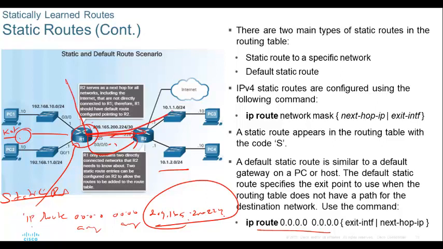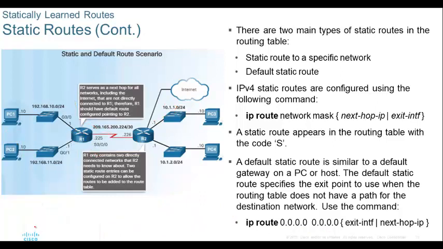But Kottampatti is in this direction. So what I'm trying to say is, whenever you have only one gateway, whenever you have only one exit, you can write a default route.